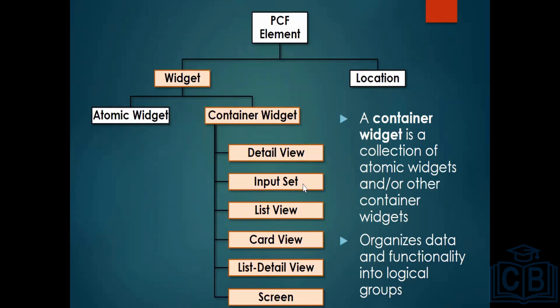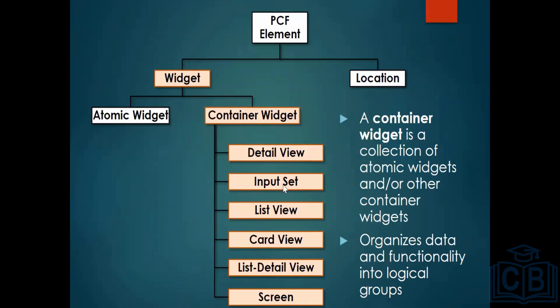Suppose, I'll give you one example. There are two screens where the address fields are there. In the first screen, the address fields are uneditable. It is only for viewing purpose. But in the second screen, we don't want it for viewing purpose only. It should be editable.